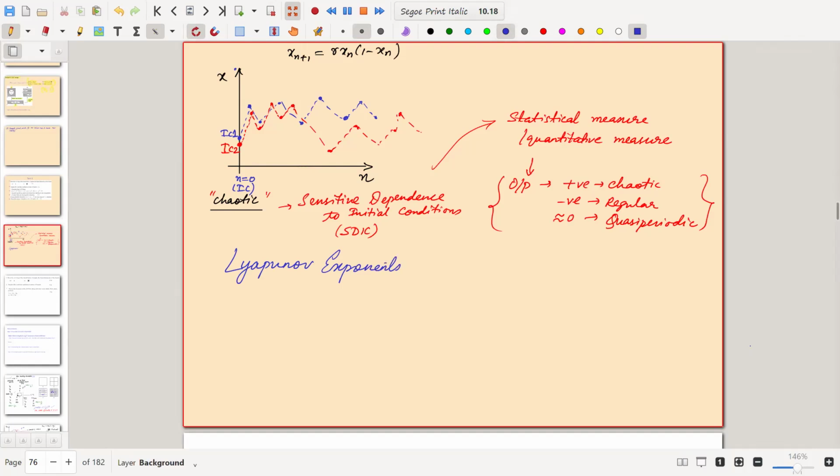Lyapunov exponents. Okay, so what is this Lyapunov exponent? The Lyapunov exponent measures the divergence of nearby trajectories. When you start from this initial condition and again from this other initial condition, I see two trajectories, and what happens? This one goes like this, and maybe this one will be very irregular. It's the same system, same parameters, right?